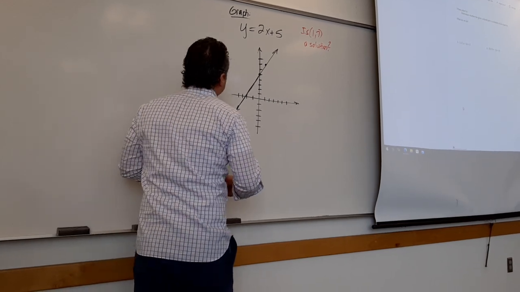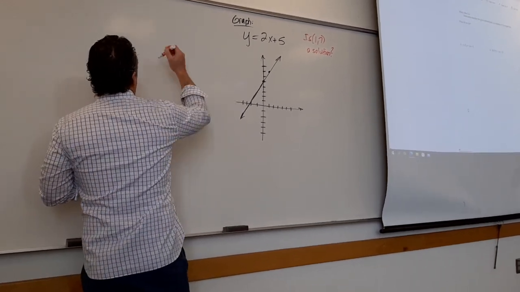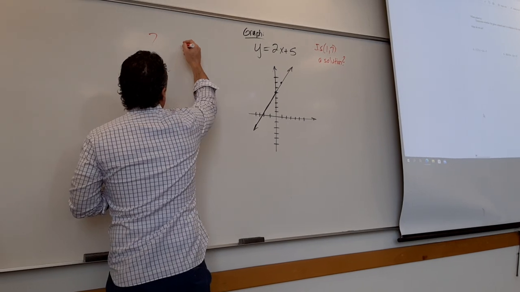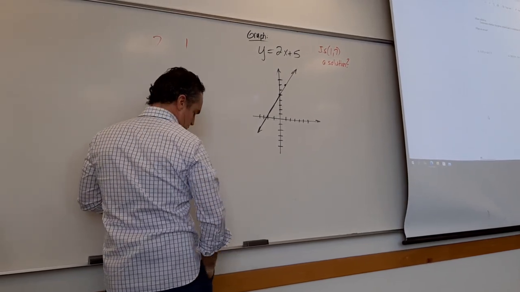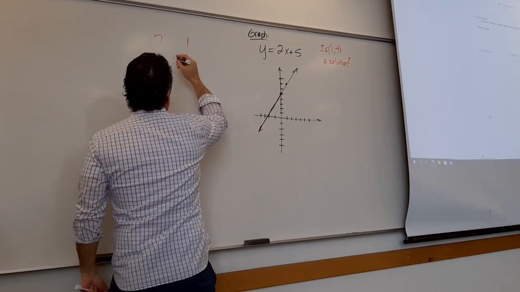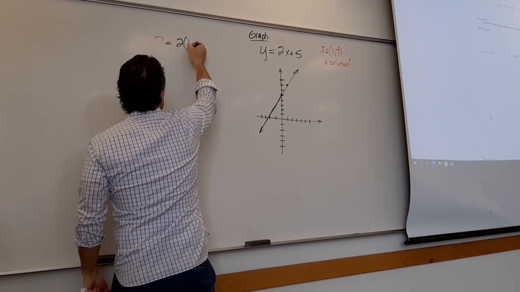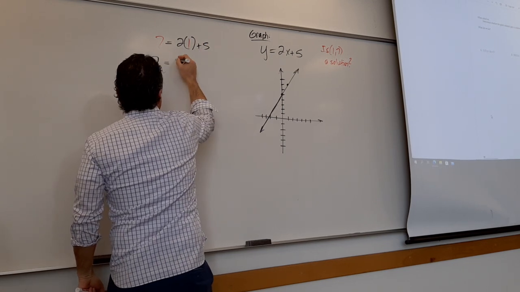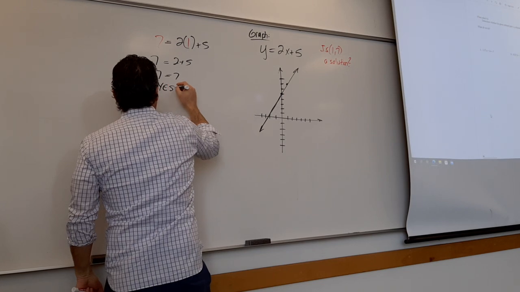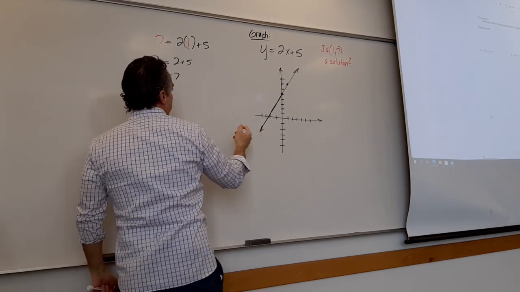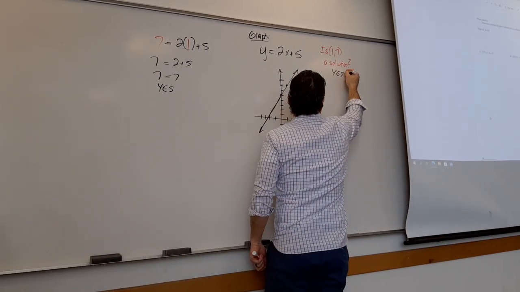We're going to take 7 where there's a y and 1 where there's an x, and we're going to say y, 7, equals 2 times 1 plus 5. Well, 7 equals 2 plus 5, indeed 7 equals 7, and we said yes, that's true, and so it is a solution. So the answer here was yes, it's a solution.